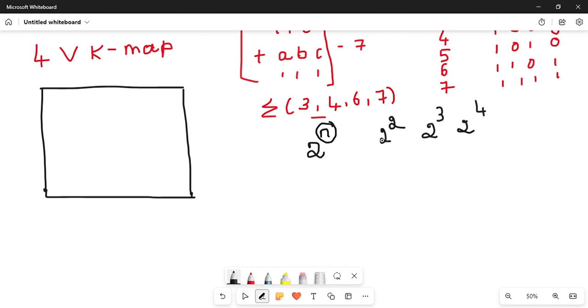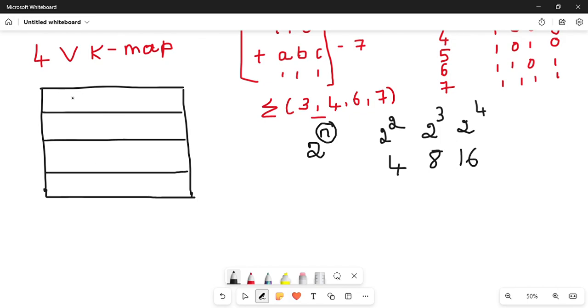I'm sorry, 2 to the power of 2 corresponds to 4, 2 to the power of 3 corresponds to 8, and 2 to the power of 4 corresponds to 16. Right, this is 1, 2, 3, 4. 4 rows are written. So this is the 4 variable K-map, right? Now here you are supposed to write the numericals, right?